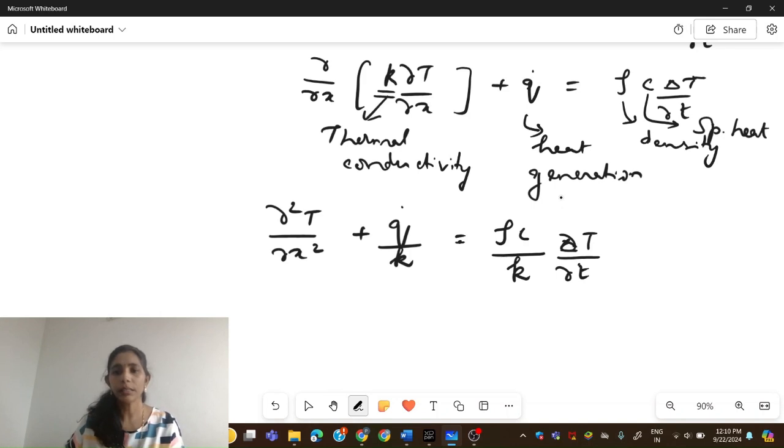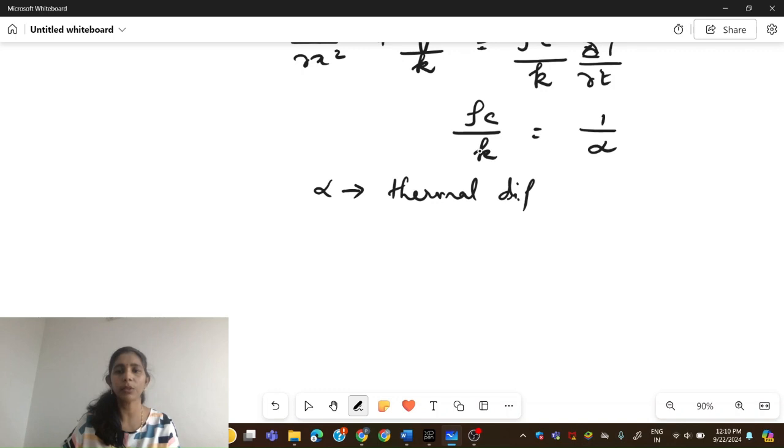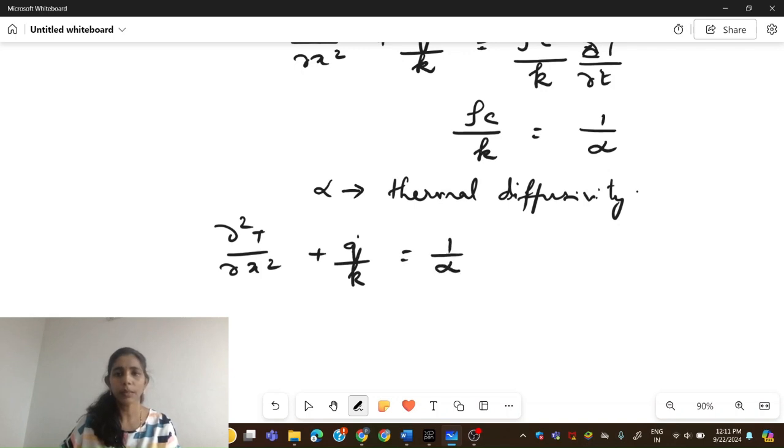Now, in this term, rho C by K is defined as 1 by alpha, where alpha is called the thermal diffusivity. That is the amount of heat that is able to get diffused through a particular element. Now our master equation has become like this: dou square T by dou x square plus Q dot by K equals 1 by alpha dou T by dou t.